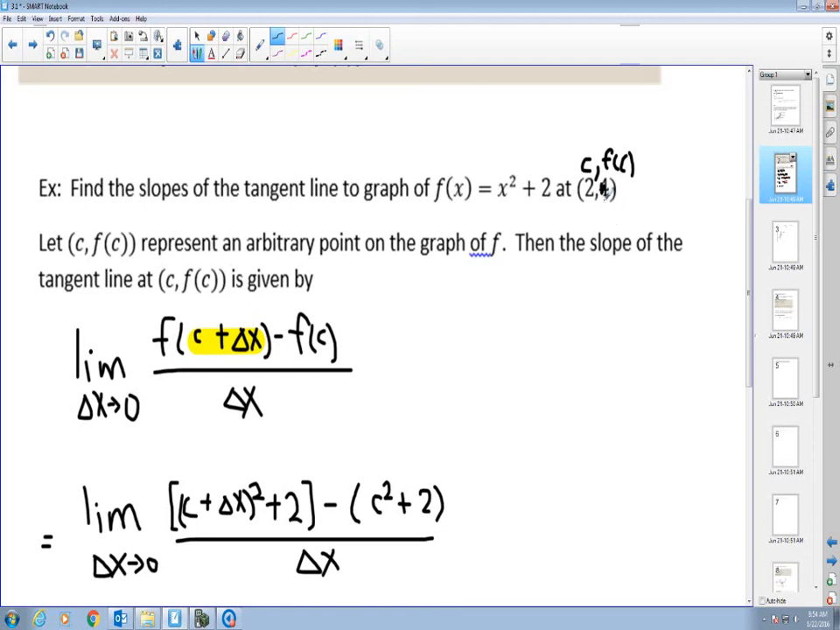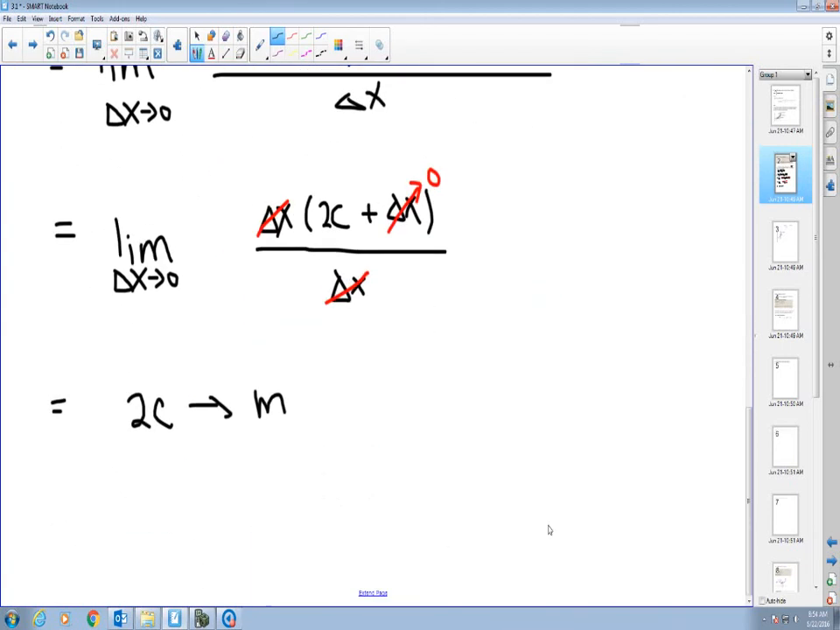So sorry about that. That's supposed to be a 6 right here. That's my fault. Alright, so this is c comma f of c, which is 6. So what is the slope at this particular point? Since 2 is my c, the slope at that particular point 2 comma 6 will be 2 times 2, which will give me 4.